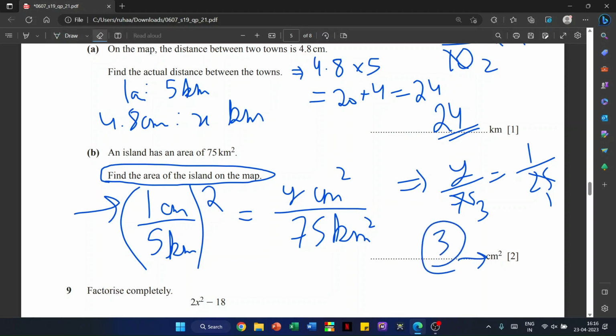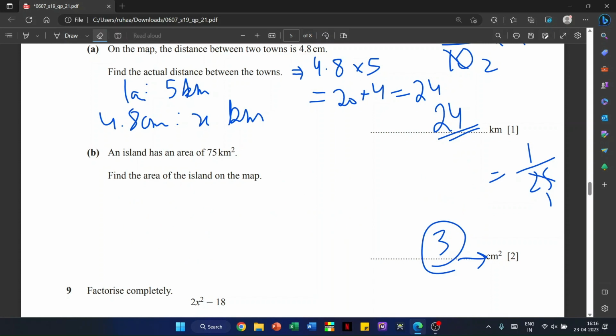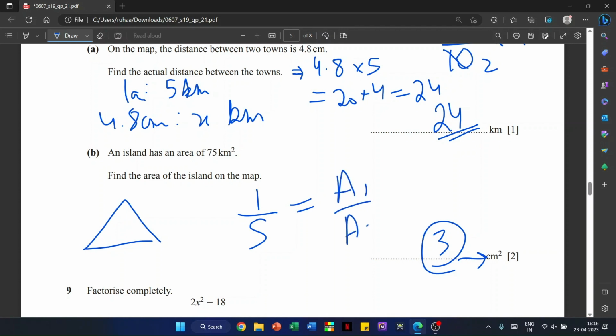Okay, now let's explain this similarity point over here. So if you have a triangle over here, and this has a scale factor of 1 is to 5, for example, on the map to that. Basically, the ratio is 1 by 5 basically. And when it comes to area 1 by area 2, this has to be squared. And when it comes to volume, this will be V1 by V2 and this has to be cubed.